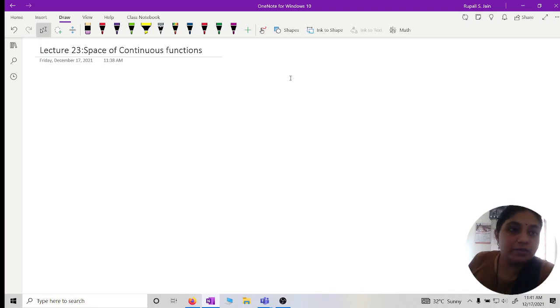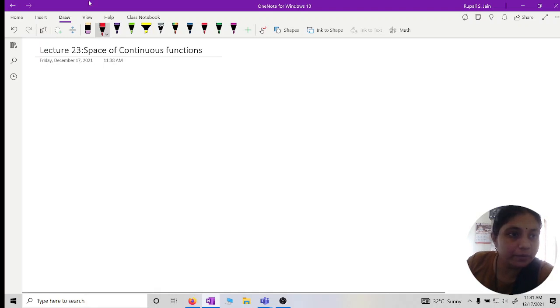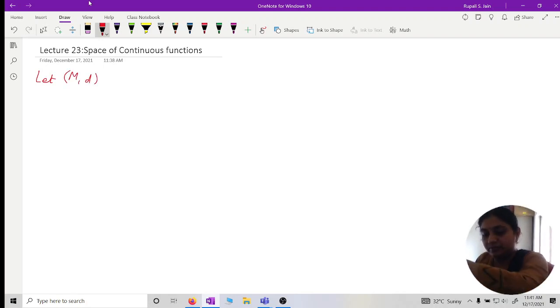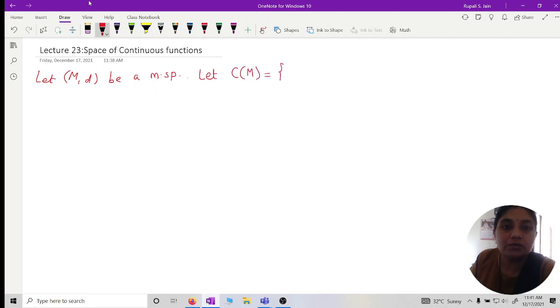So what is the space of continuous functions? We will define it. Let (M, d) be a metric space and let C(M) be the set of all functions f from M to R, real valued functions, where f is continuous.